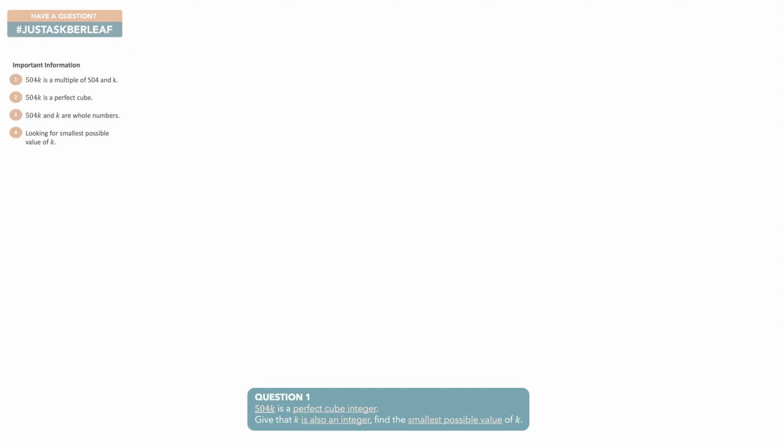Second, this multiple that we are looking at is actually a perfect cube. Thirdly, 504k and k are both integers. As such, they must be whole numbers, not fractions, not decimals. And lastly, we are looking for the smallest possible value of k. Do take a moment, pause the video if you are trying to digest this important information, and start the video again once you're ready.